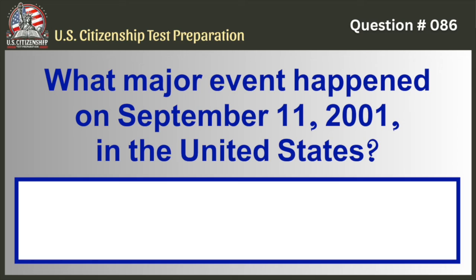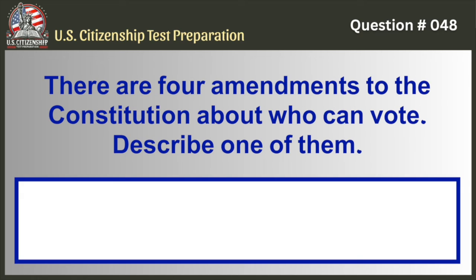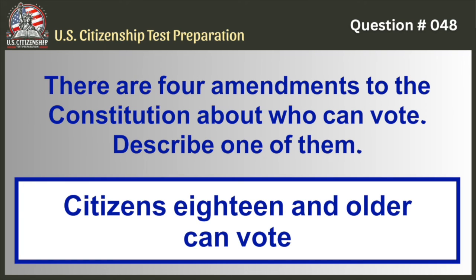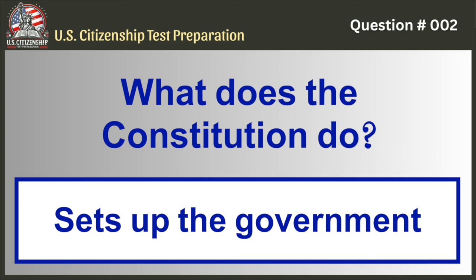What major event happened on September 11, 2001, in the United States? Terrorists attacked the United States. There are 4 amendments to the Constitution about who can vote. Describe one of them. Citizens 18 and older can vote. What does the Constitution do? Sets up the government.